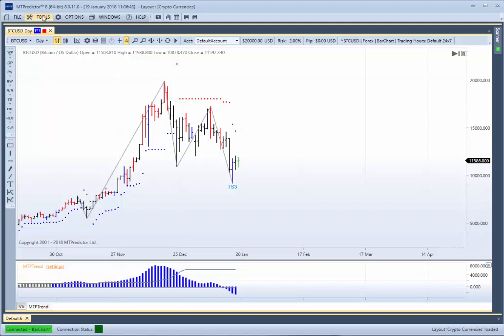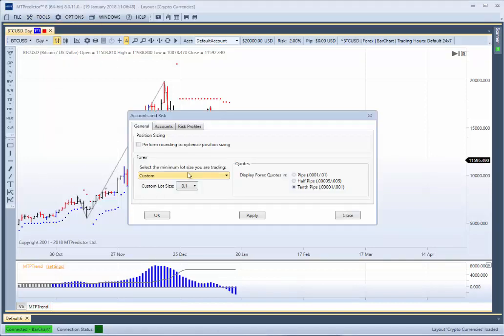But one thing we've done in MTPredictor is, if I go to Tools, Accounts and Risk, under our Forex trading section, because cryptocurrencies are basically a special form of Forex, we've added a custom selection in here. So rather than trading Forex, which we're normally used to, where we have standard, mini or micro lots or none to show the base currency, in this custom section you can now do our position sizing in custom lots. So rather than trading just the single Bitcoin, you can trade in fractions of Bitcoin in this example.